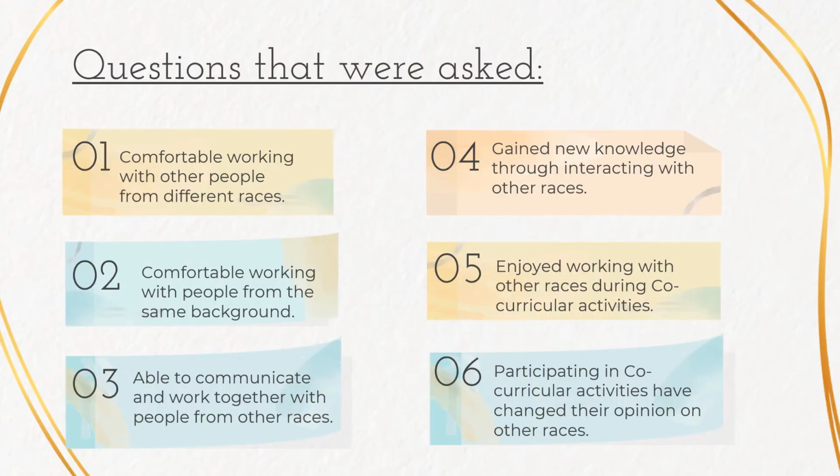In this part, there are 6 questions that we asked our respondents, which are: number 1, are they comfortable working with other people from different races? Number 2, are they comfortable working with people from the same background? Number 3, are they able to communicate with and work together with people from other races? Number 4, are they able to gain new knowledge through interacting with other races? Number 5, do they enjoy working with other races during co-curricular activities? And finally, number 6, participating in co-curricular activities has changed their opinion on other races. Those are the 6 questions that we asked our respondents in this part.